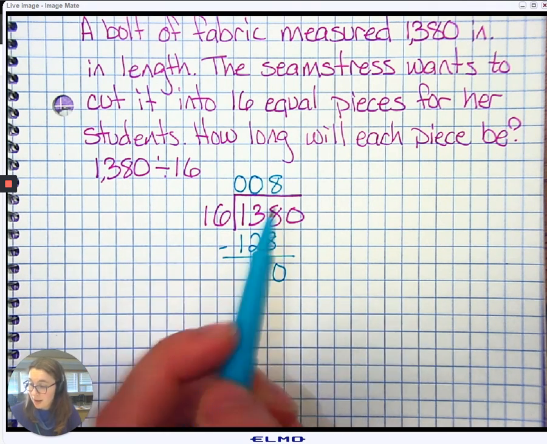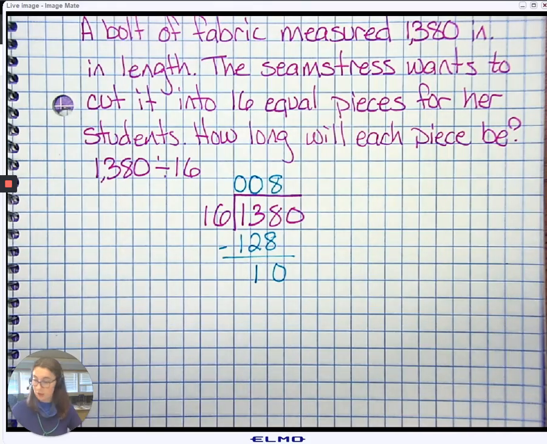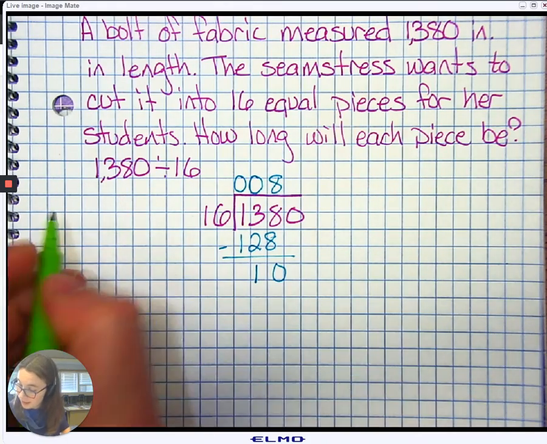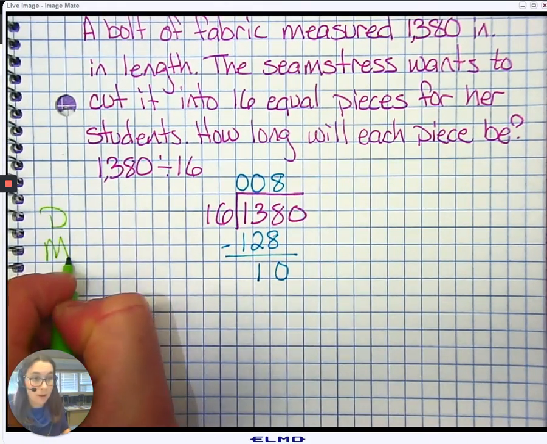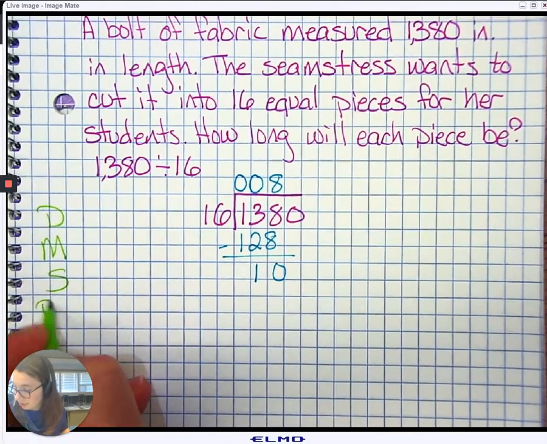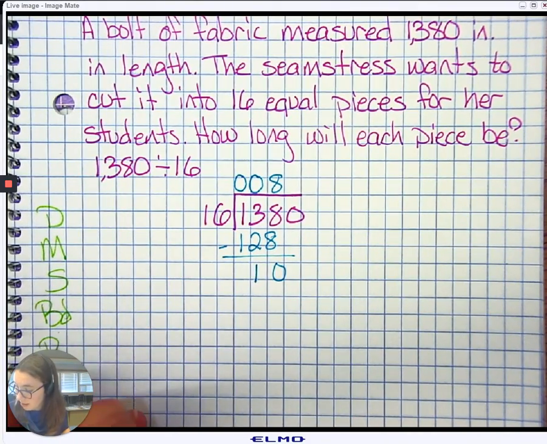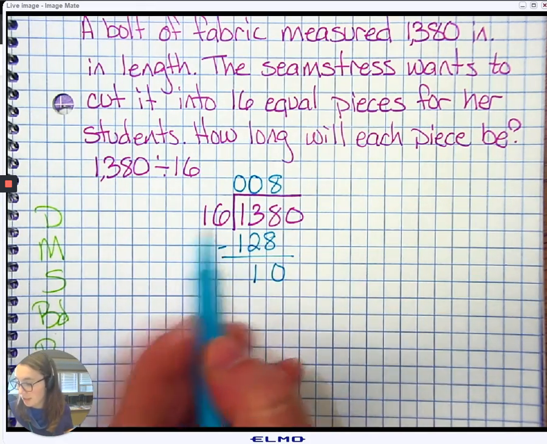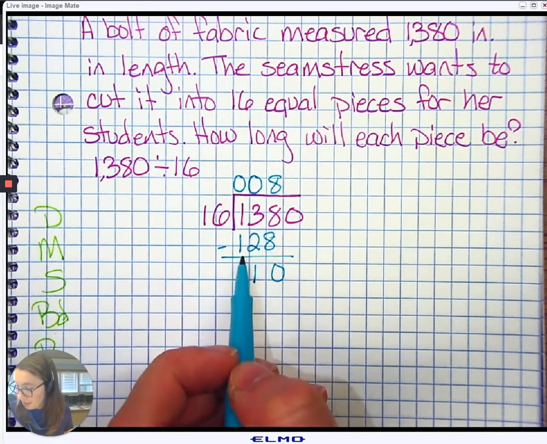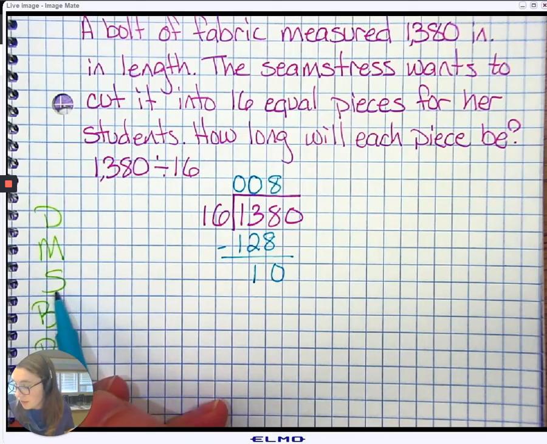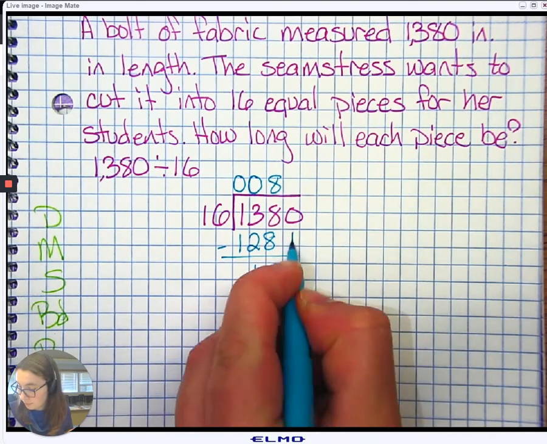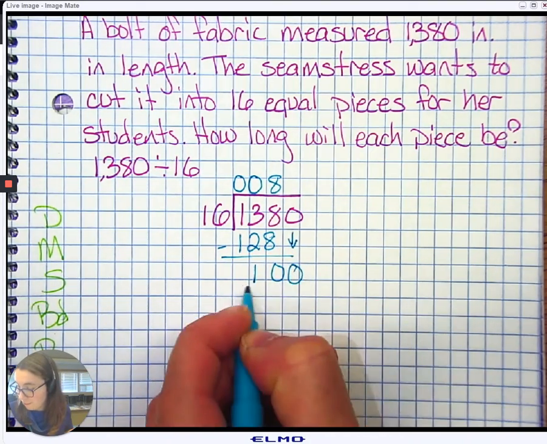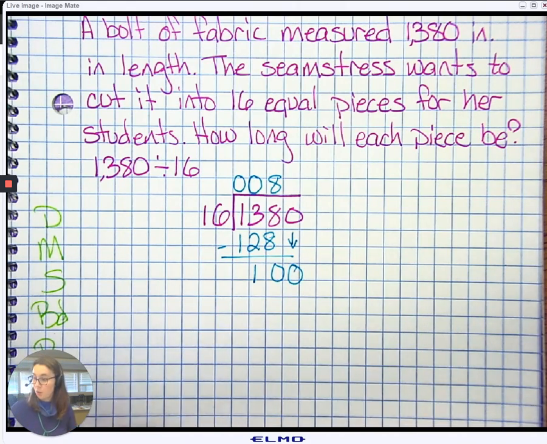Now, as I said before, oops, I forgot to put the thing down. Do that real quick. Divide, multiply, subtract, bring down, repeat. So 16 into 138 was divide. 8 times 16 is multiply. 138 minus 128 is subtract. And now we're at bring down. Bring down our 0. And now we have 100 down here. And we are at repeat.